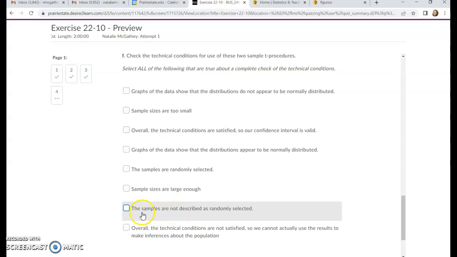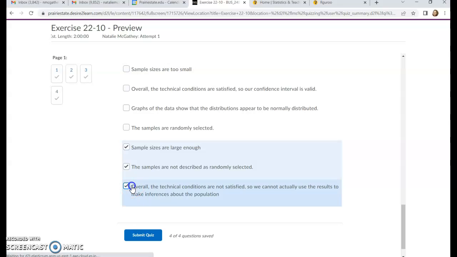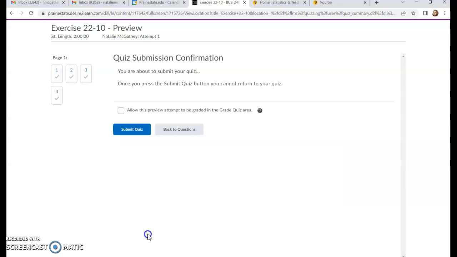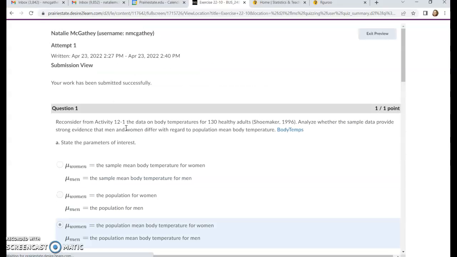The samples are not described as randomly selected. The sample sizes are large enough, though. But overall, those technical conditions are not satisfied. So we can't actually use the results to make inferences about the population. Okay, so I hope that helps. That was a walkthrough of this first homework assignment. You might have slightly different numbers for those confidence intervals and such. But that's how we use our guru when we're working with the raw data.